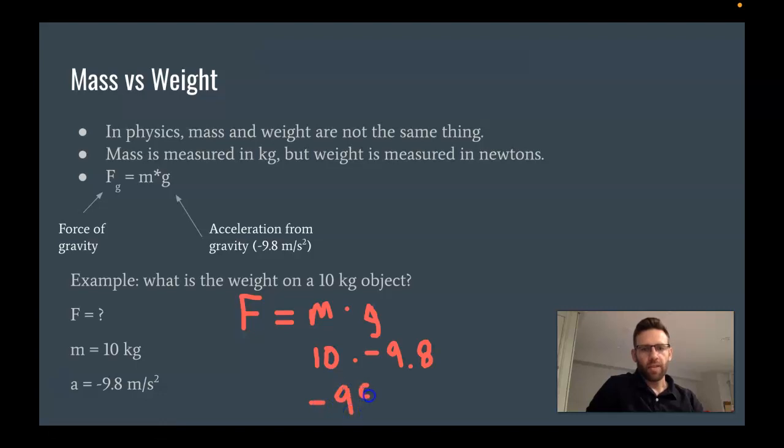And the units that we use for force, as you might remember from previous lessons, is newtons. So we write a capital N to represent our force. So just to be clear and to show what our final answer is here, that would be our final answer.